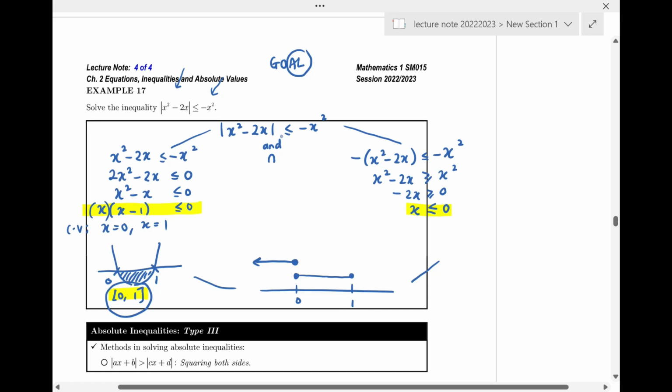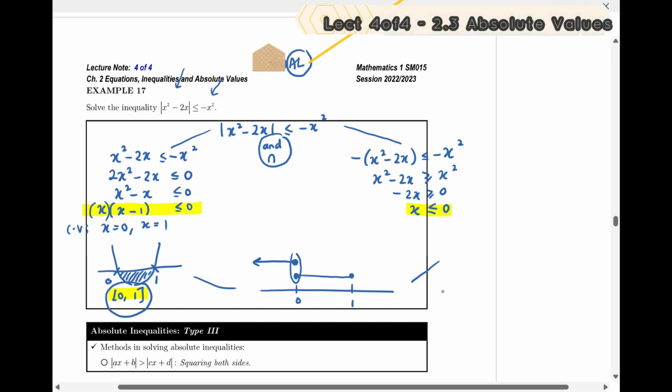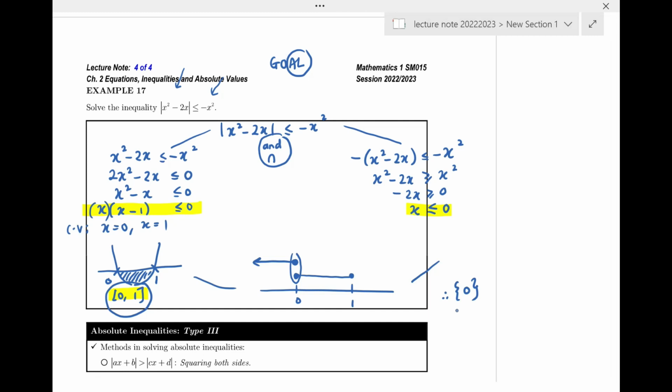So the question asks for intersection. And so we have to find where these answers intersect. The lines are not intersecting each other, but we only have here. So they are intersecting at x equals 0 only. Okay, only there. So therefore, the answer should be only 0. So that will be the answer. So that's it for type 2.